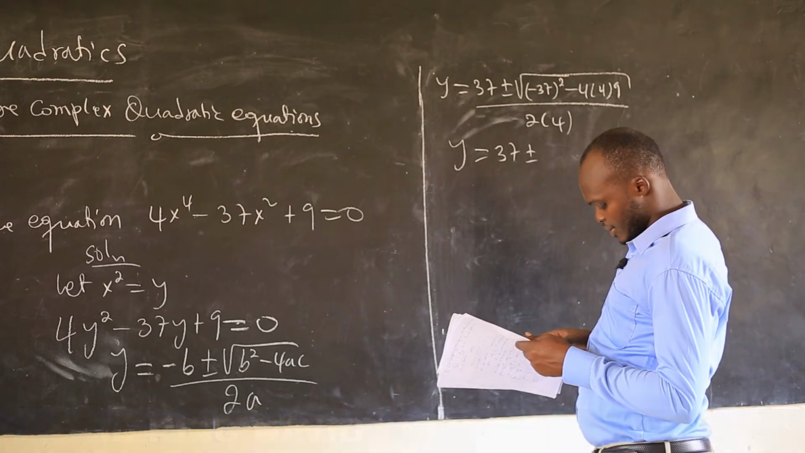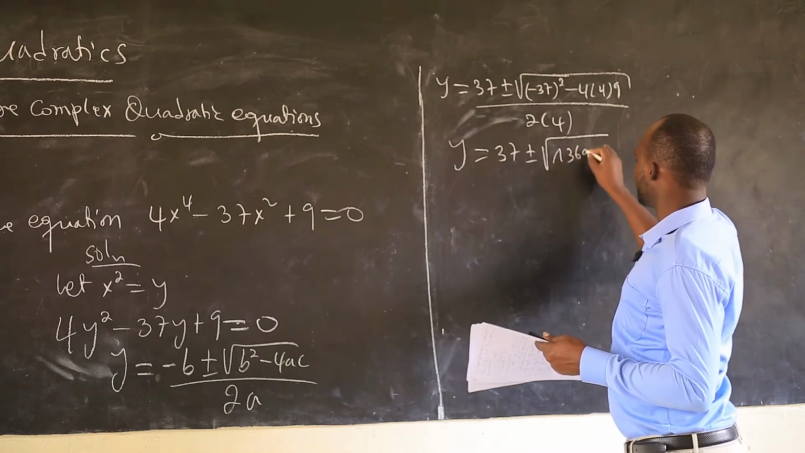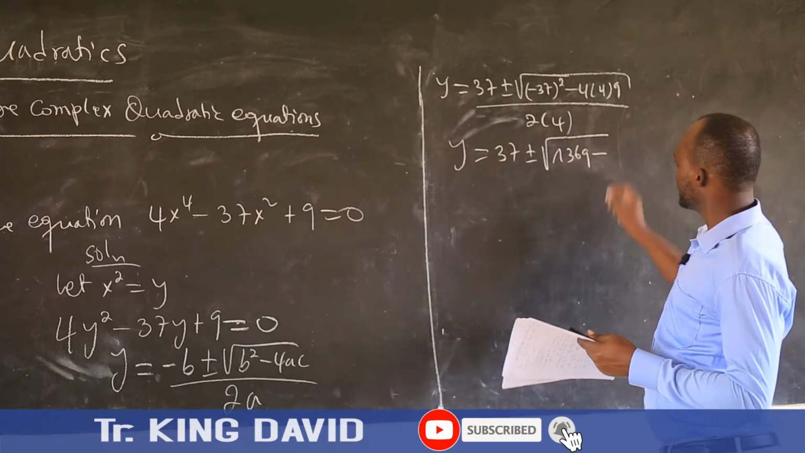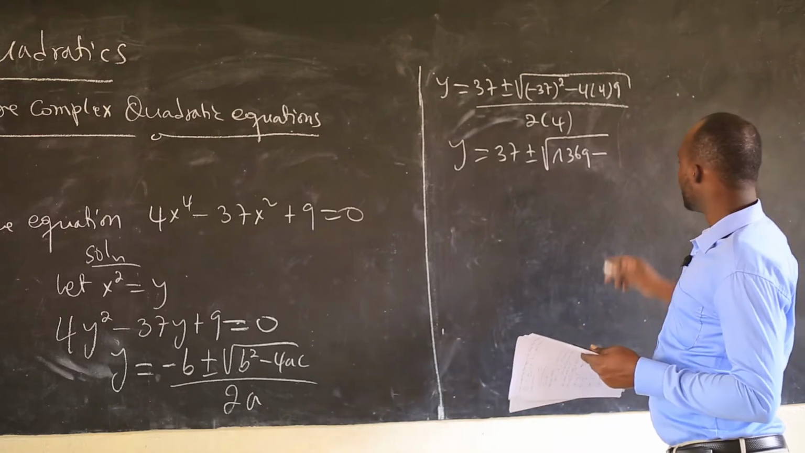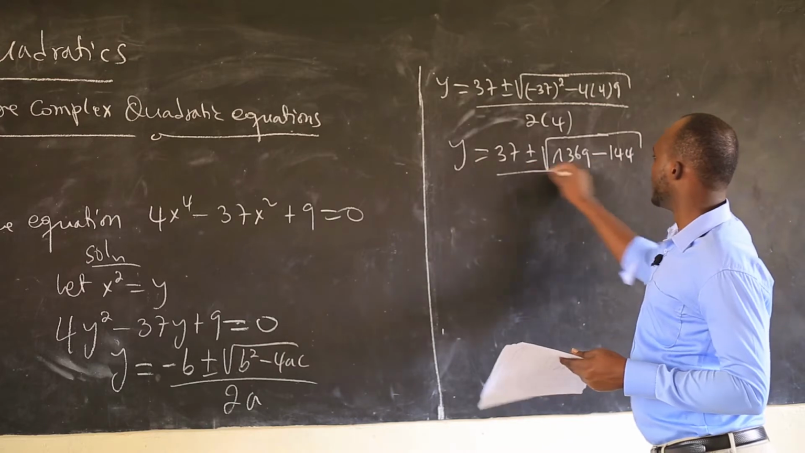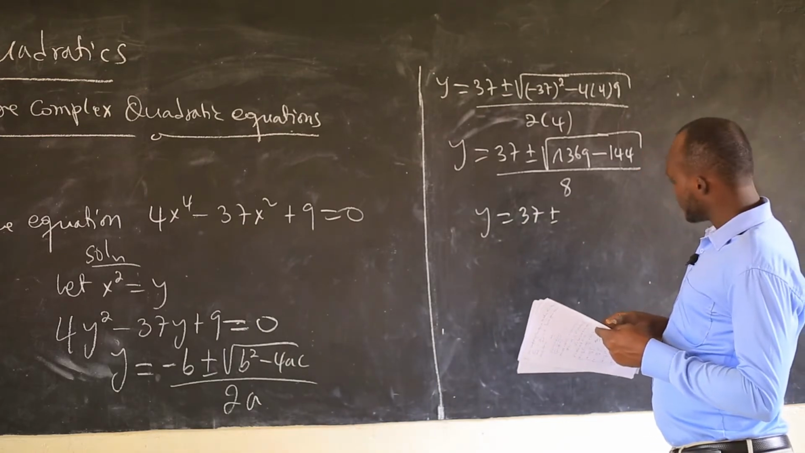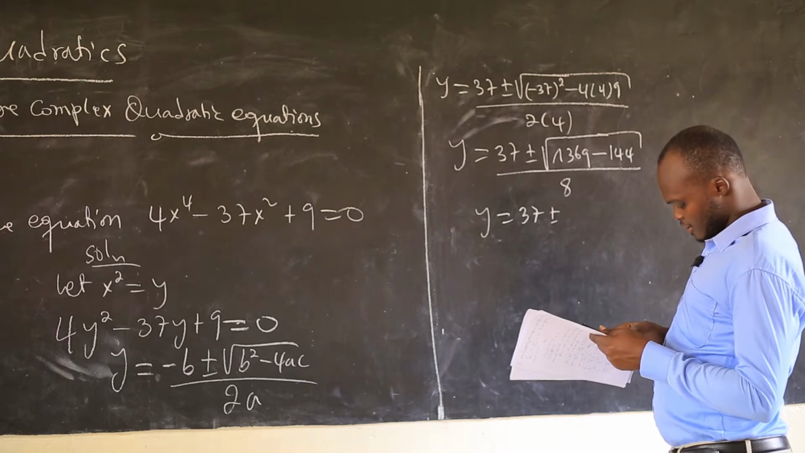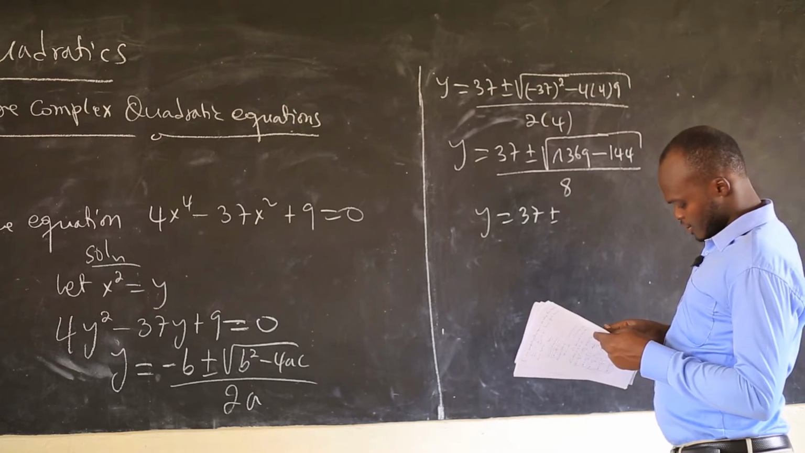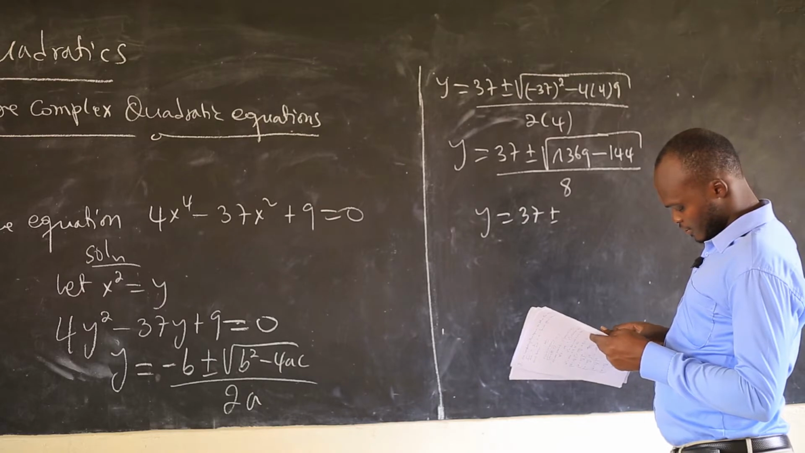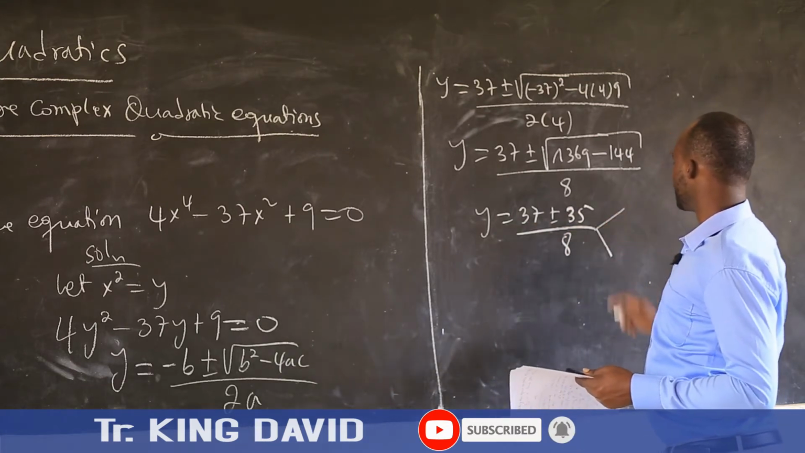We take 37 squared, which is 1369, then minus, we take 16 times 9, 144, divided by 8. So y is 37 plus or minus the square root of 1369 minus 144. So under the square root we get 35, divided by 8. So we have two values of y.